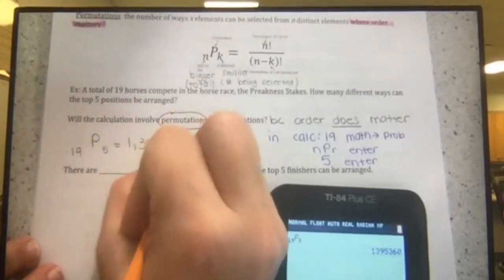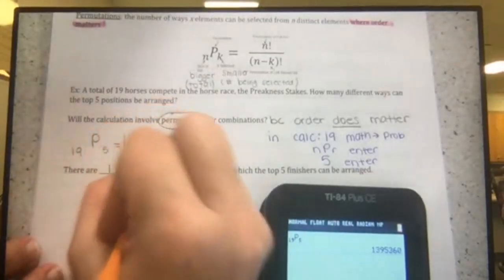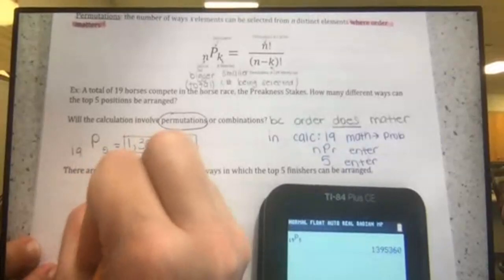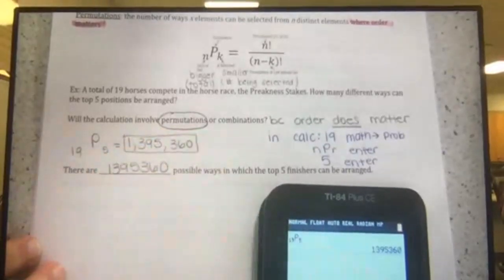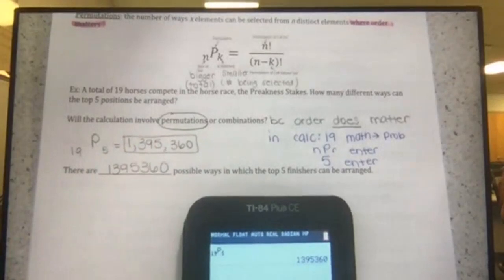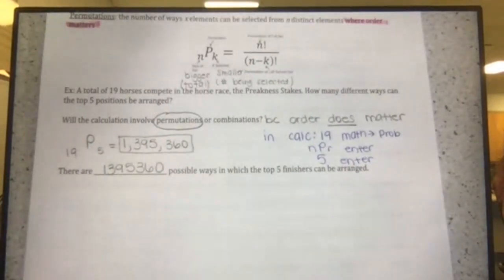That will give you your answer, 1,395,360. So in the homework, don't put the commas. 1,395,360 possible ways in which the top 5 finishers can be arranged. So that's permutations, and guess what? That is all of chapter 3. Questions, comments, concerns on that? How could I help you?